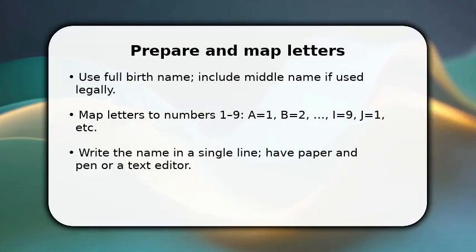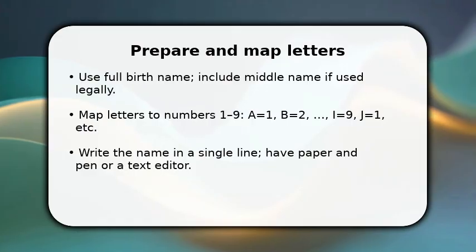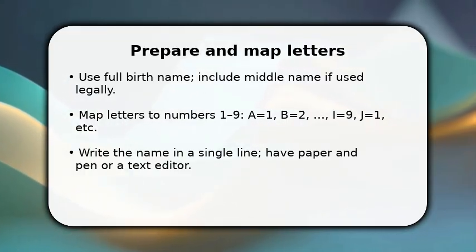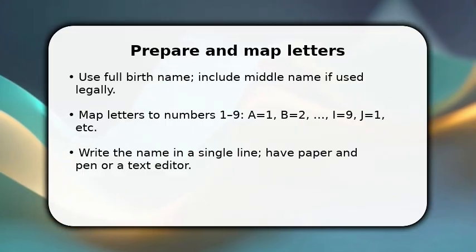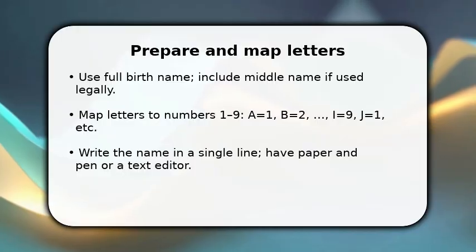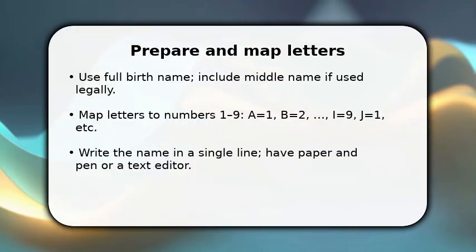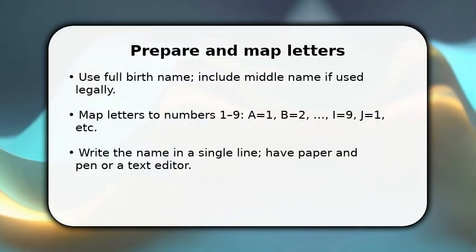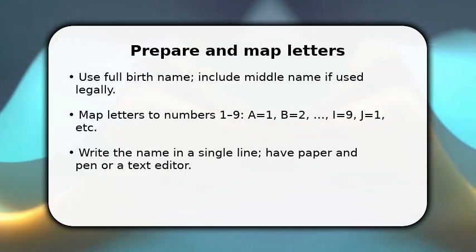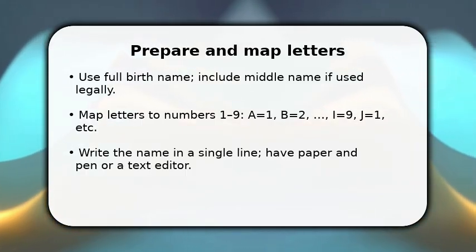You start now by using the exact full name you want to count, because small differences change the result. Once you have the name, map each letter to 9 using the repeating cycle. A equals 1 through I equals 9, then J equals 1, and so on. Make sure to write the mapped digits beneath each letter so you can see pairs and clusters. This quick mapping step sets the foundation. It prevents errors later, so double-check letters like U versus V before moving on.